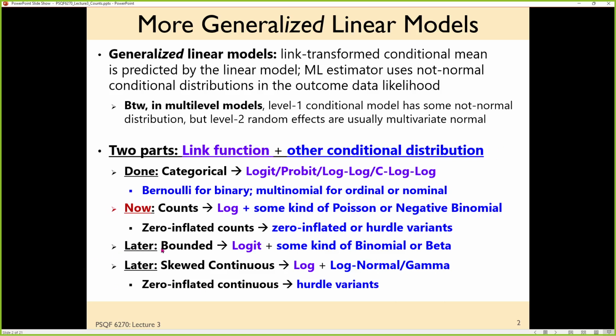So then next, probably after spring break, we'll get to other kinds of bounded outcomes like proportion correct. That will be a logit plus some kind of binomial or beta binomial hybrid, and skewed continuous for that one. And then we'll also talk about hurdle variance for continuous outcomes later. So after this unit, we have one more unit before we switch to talking about multivariate. And we will have covered most of the things that I've ever seen or heard of with respect to generalized models. I'm sure there's more, but we've hit the high points.